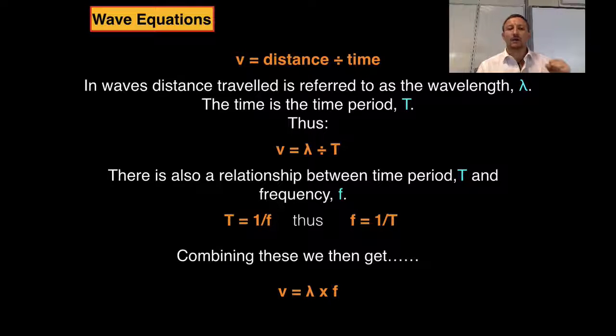So to recap, we know that speed equals distance over time. We can substitute in lambda and T, for the time period, so that we get the speed of a wave is the wavelength divided by the time period. We know that time period is 1 over the frequency, or frequency is 1 over the time period, and by substituting in for T, we can also get an equation that speed is the wavelength times the frequency.